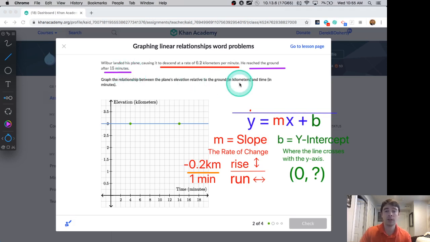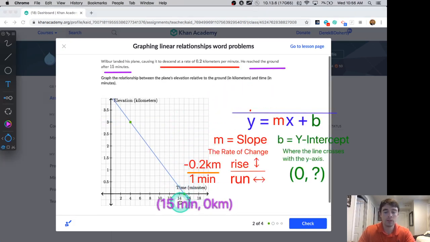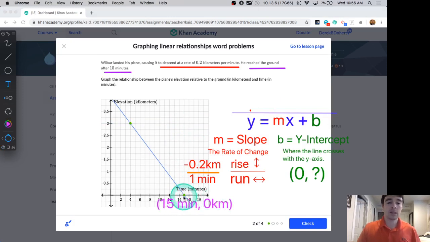If you reach the ground, you're really at an elevation of 0. So it says 15 minutes, that's really measured by the x-axis. And after 15 minutes, our height is 0 kilometers. So based on that, I'm going to go ahead and plot my first point. This told me he reached the ground after 15 minutes, so I'm going to take this graph, and I'm going to plot it right between 14 and 16 is where the 15-minute mark would be. So this point right here represents, hey, this is when he lands his plane. He's at 0 kilometers after 15 minutes.